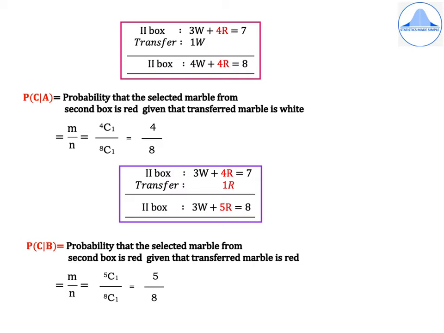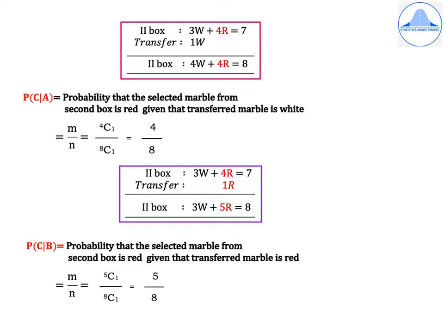Now to find out probability of C given B. Again, I will take the contents of the second box, which is 3 white and 4 red, which is equal to 7. Now I am transferring 1 red marble. Please observe very carefully. All this is highlighted in the purple colored box. So the contents in the second box is going to change. You will have 3 white and 5 red. So the total is equal to 8.